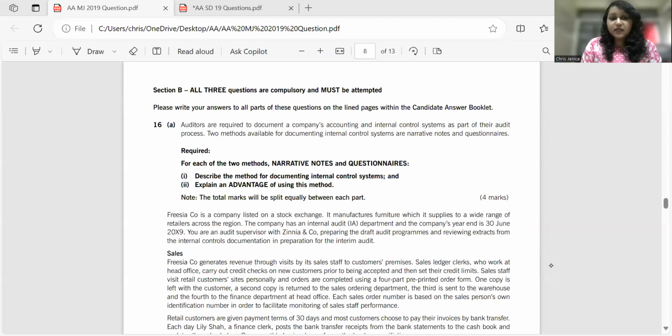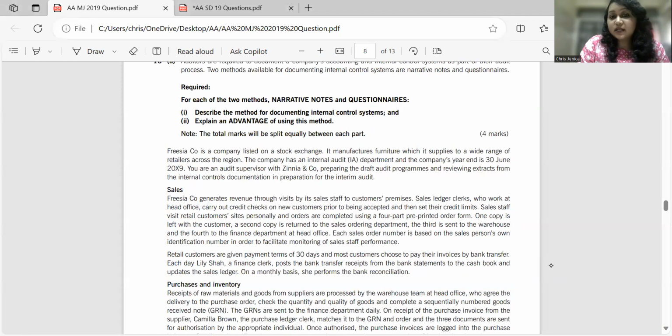Now, let's start with section B, 30 marks question first. First of all, how do you think you can start reading the question? Okay. I would say don't start reading the question right from the scenario. First of all, read what is your requirement.